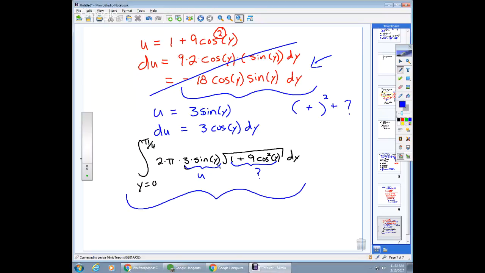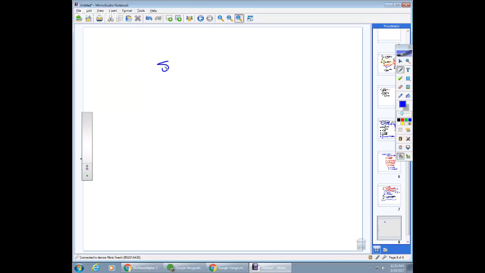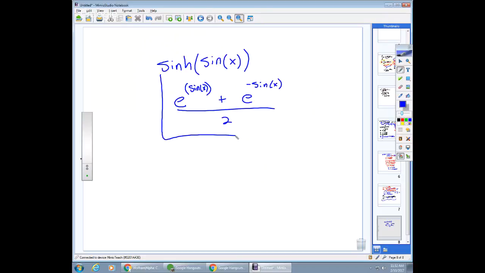Anybody remember what we got yesterday when we plugged something like this into Wolfram Alpha? We got the cosh, or the sinh function, right? Yesterday we ended up with the hyperbolic sine of, you know, x or y. Let's call it x for now. Now, the definition of the sinh is e to the power whatever plus e to the negative power whatever, all over 2. So in that case, I have e to the power sine of x plus e to the negative sine of x all over 2. So this is part of the antiderivative. That's kind of nuts.